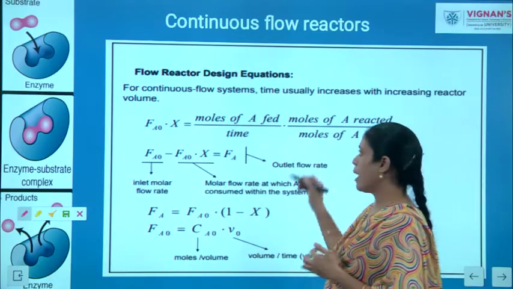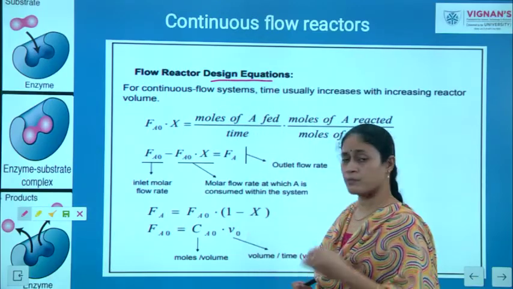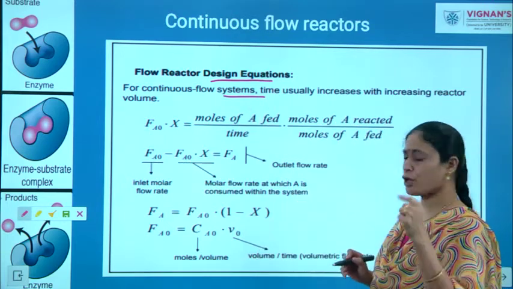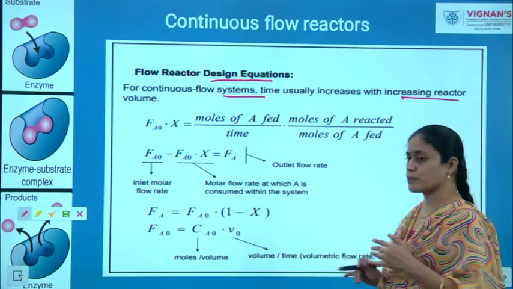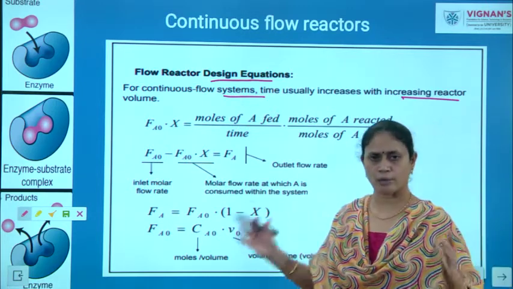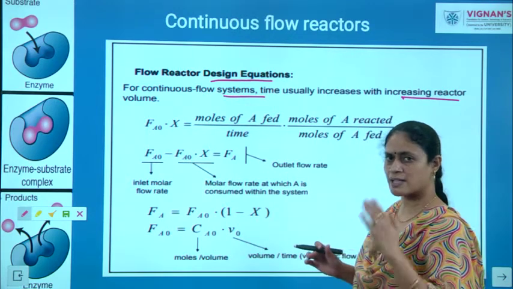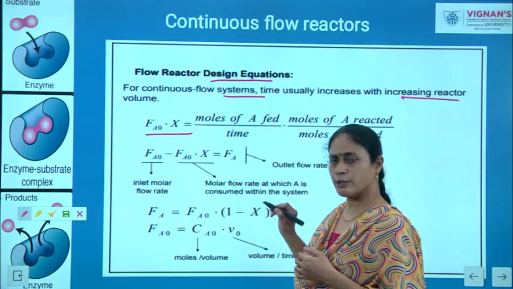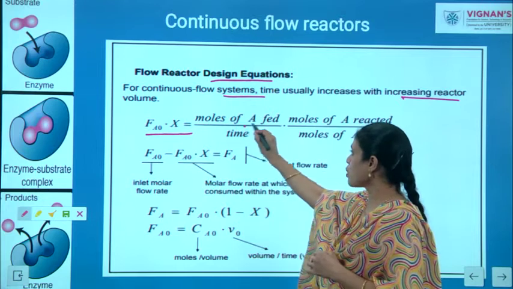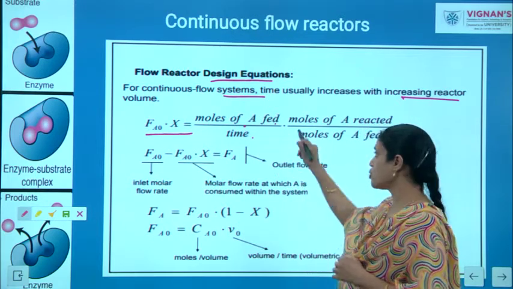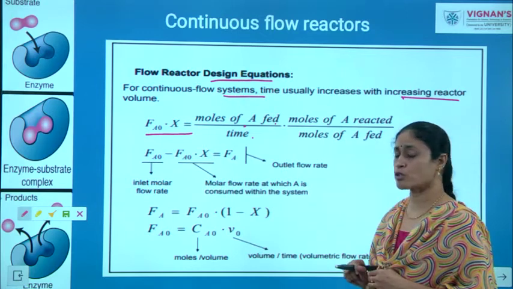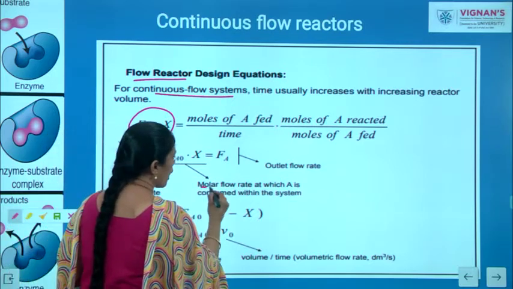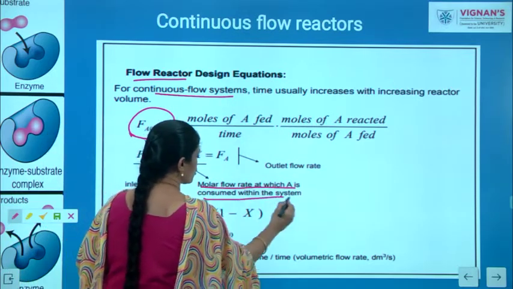Let us now discuss the flow reactor design equation. For a continuous flow system, the time usually increases if you are using an increased reactor volume. If you are using a reactor of high volume, the time of your reaction will definitely increase. Here, FA0 times X is equal to moles of A fed divided by the time, times moles of A reacted by moles of A fed. FA0 times X is nothing but your molar flow rate at which A is consumed within the system.